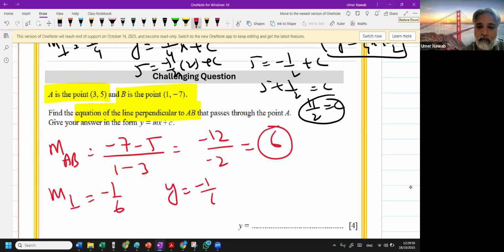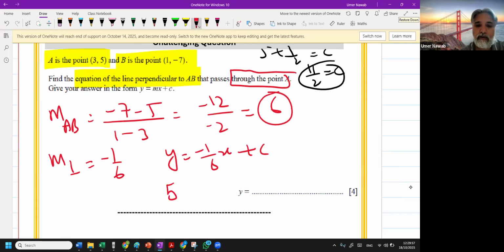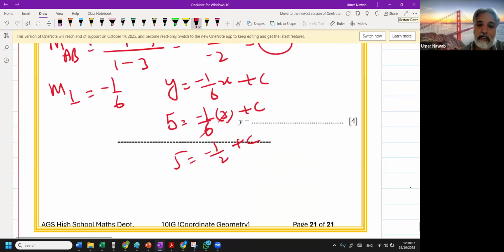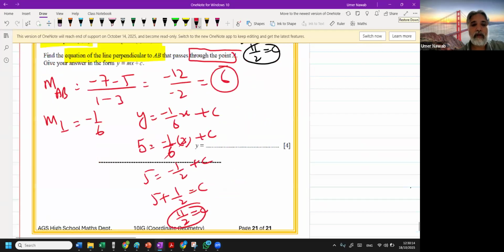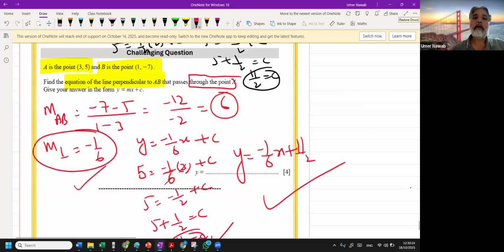So y is equal to -1/6 x plus c. It is passing through the point A. Can I plug in the point A? The point A is 5 here and -1/6, and here is 3 plus c. Can I cancel 3 with the 6? So 5 is equal to -1/2 plus c. Send the -1/2 this side. 5 plus 1/2 is equal to c. So it is 11/2 for c. I found c. I found m. This is gradient, and this is the c. y equals -1/6 x plus 11/2. That's the final answer, and we are done with the sheet.